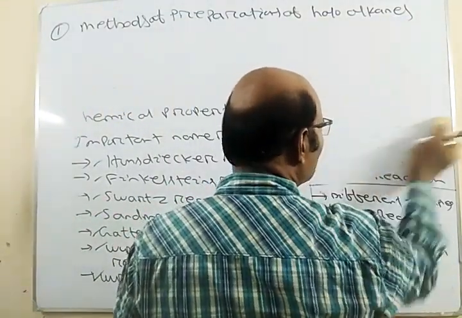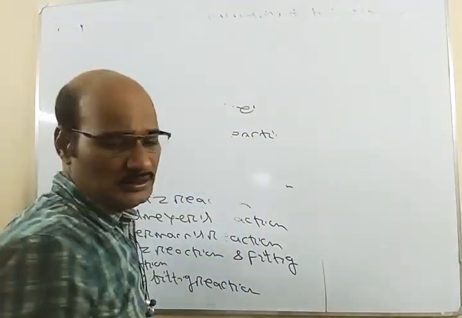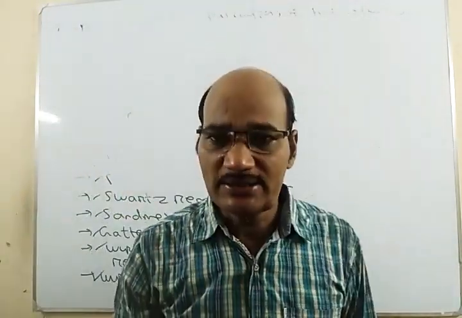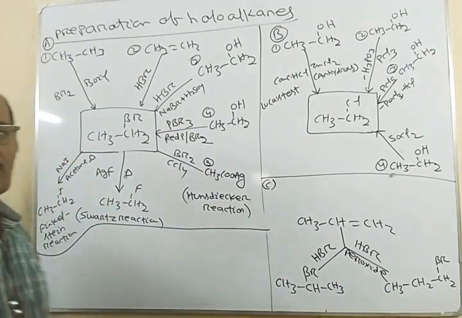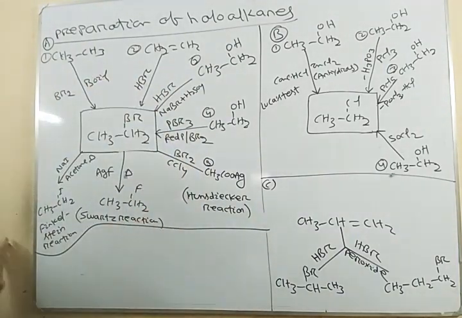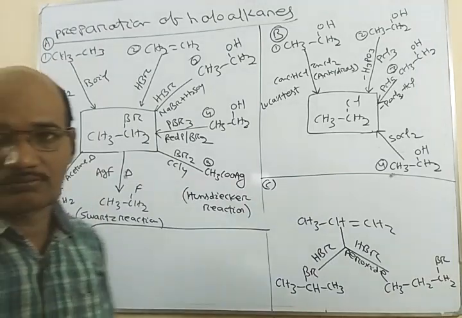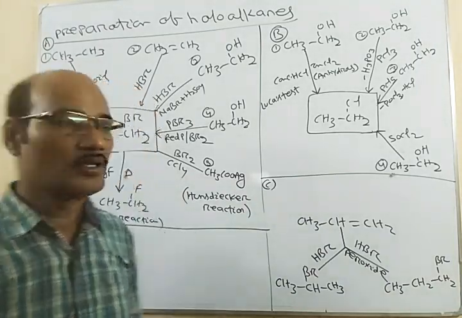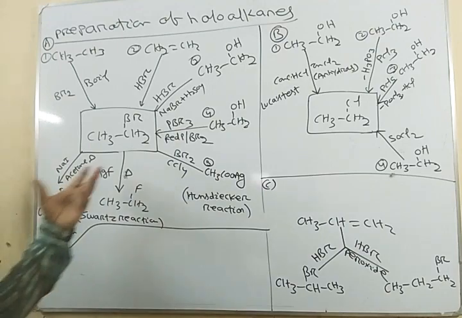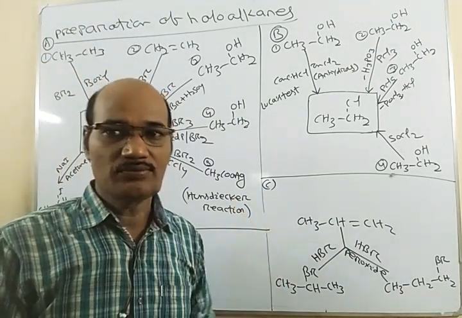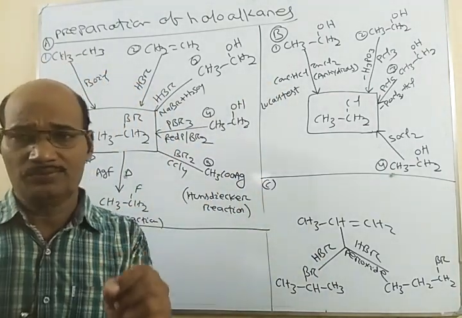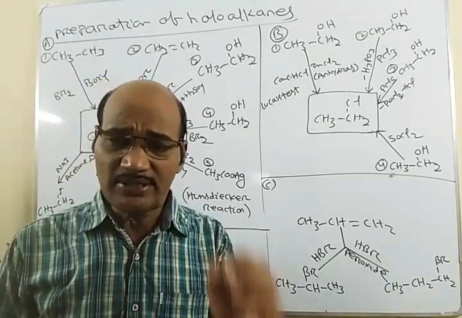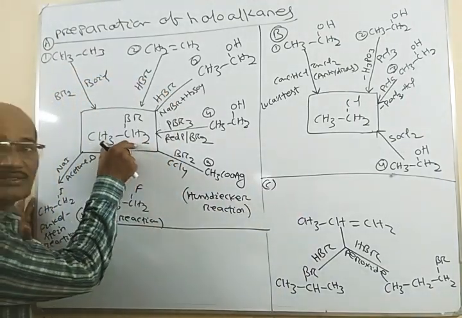Now methods of preparation of haloalkanes. Okay, let's see how haloalkanes can be prepared in different methods. See, this is the complete preparation of haloalkanes. How can we prepare haloalkanes? From alcohols, from alkane, from silver salt of acid, from alkene. So this is the summary. Suppose I have taken the typical haloalkane, that is ethyl bromide. How can I prepare ethyl bromide?